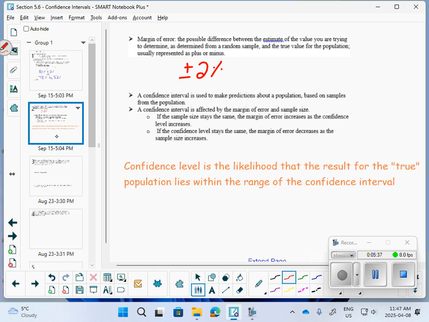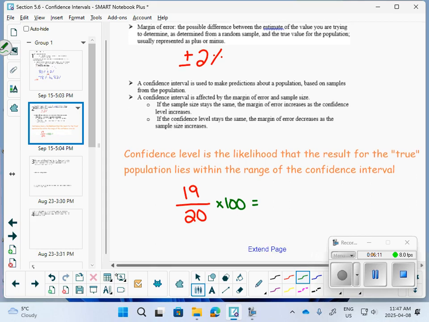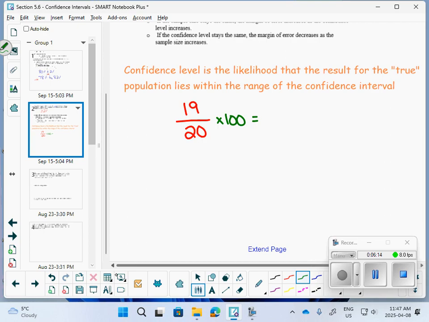Okay, so from the example above, our confidence level, so the likelihood that it holds true, is 19 times out of 20. Okay, so 19 out of 20 is our confidence level. And then we can usually write that as a percent. So we take those two numbers, we divide it, times it by 100. I don't know what that is as a percent. 95%, I think.